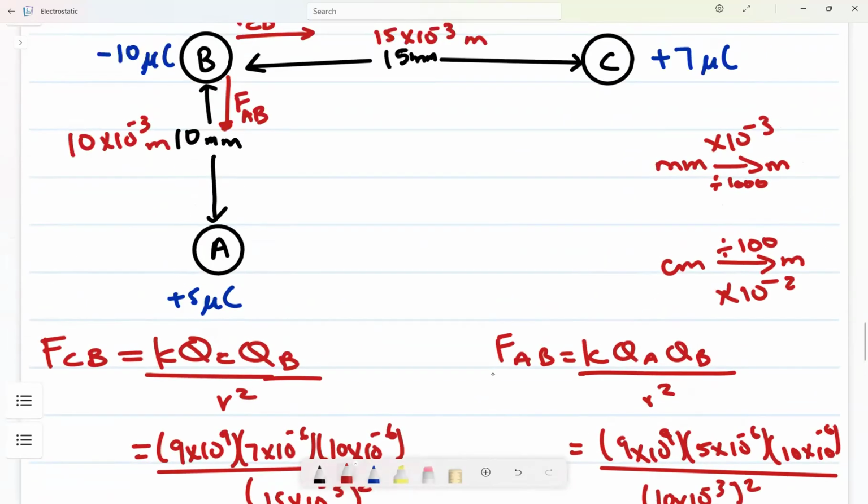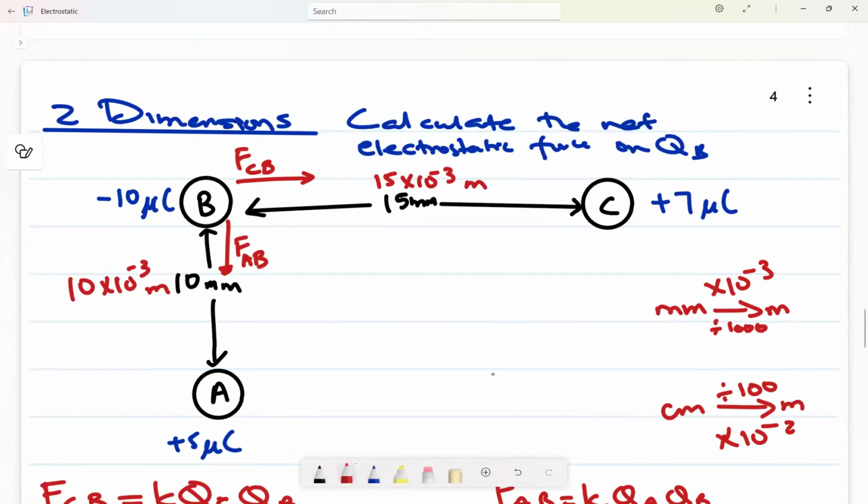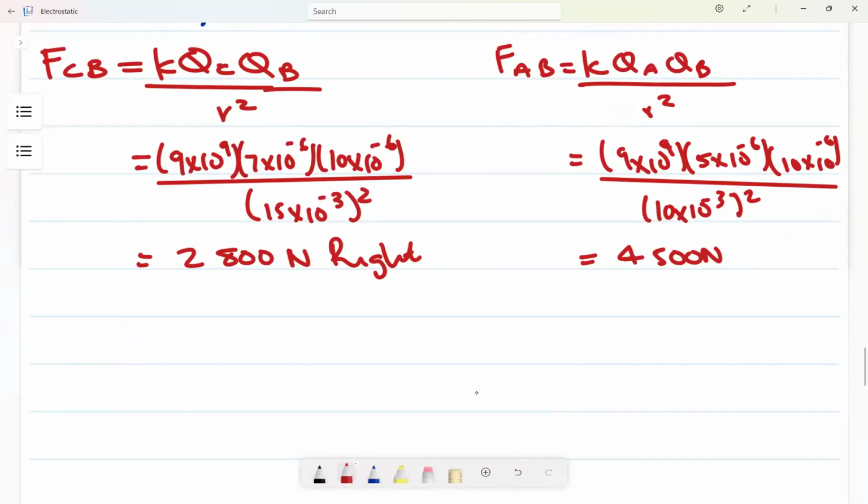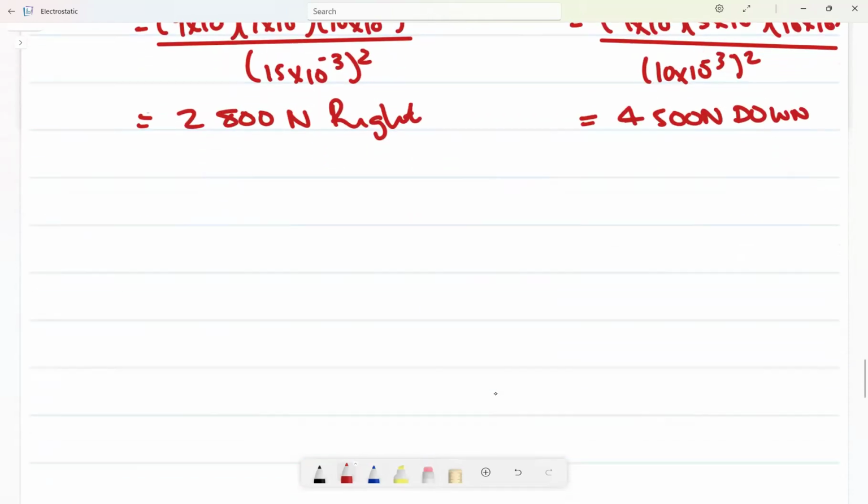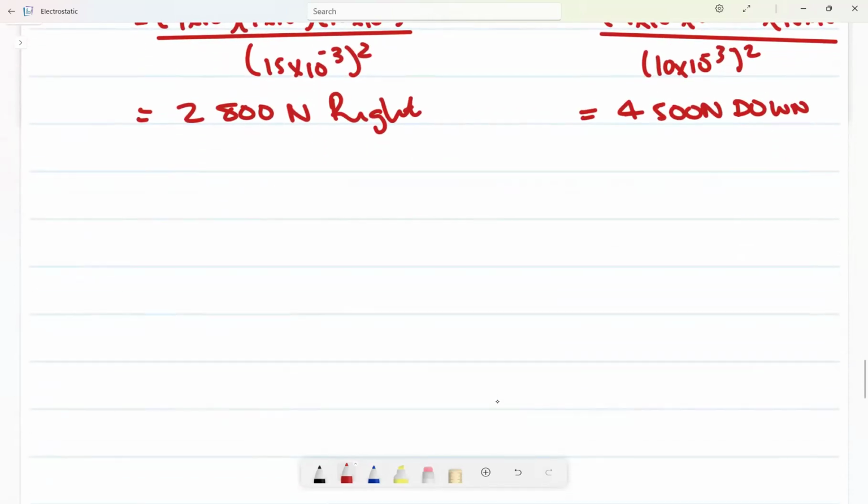newtons. But now, where is force A on B? Force A on B causes B to move downwards, so I'll say this is down. Then what do I need? I need to draw a diagram so that I can see exactly what is happening. The first one is moving towards the right. So I will have what?